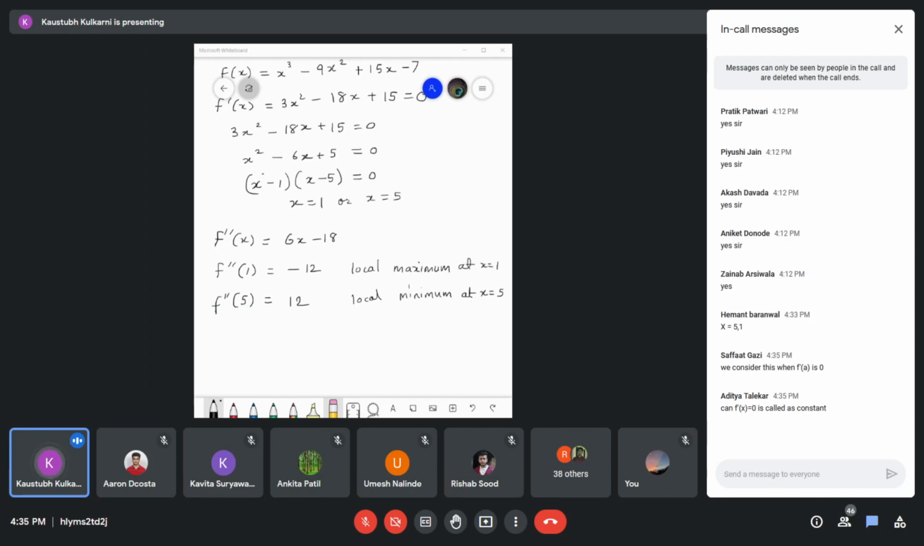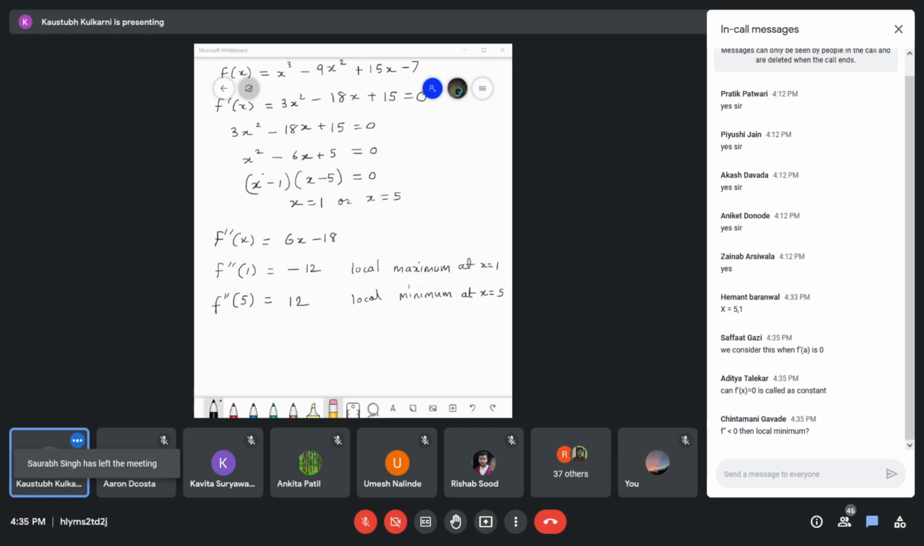We consider this when f dash of a is 0. Can f dash of x equal to 0 be called a constant? No, I did not get that point. When f dash of x is equal to 0, then that particular x is called the critical point. And f double dash of x, in this case, it's opposite.